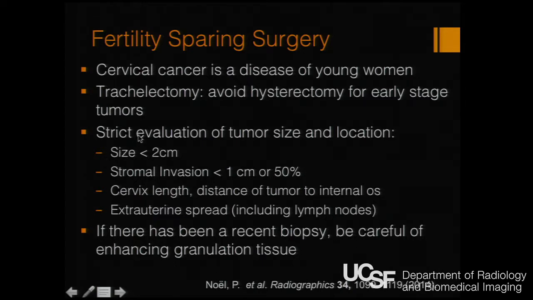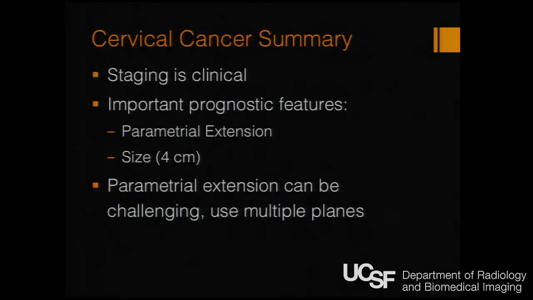And so the strict size evaluation really depends on the surgeon that you're working with, and it's important to know what they're looking for. What's been used is a size less than 2 centimeters, less than 50% stromal invasion, and also you want to know how much cervix you're going to have left, because there's really no point in doing the surgery if the woman is not going to have enough cervix to eventually support a pregnancy. And again, this can be difficult if there's been a recent biopsy, because granulation tissue will also enhance and can mimic cervical cancer. So in summary, cervical cancer is a clinically staged entity. However, there are important prognostic features and important surgical landmarks that we can help make, particularly parametrial extension, the size of the tumor, and also in fertility-sparing surgery, exactly how much residual cervix is going to be left.